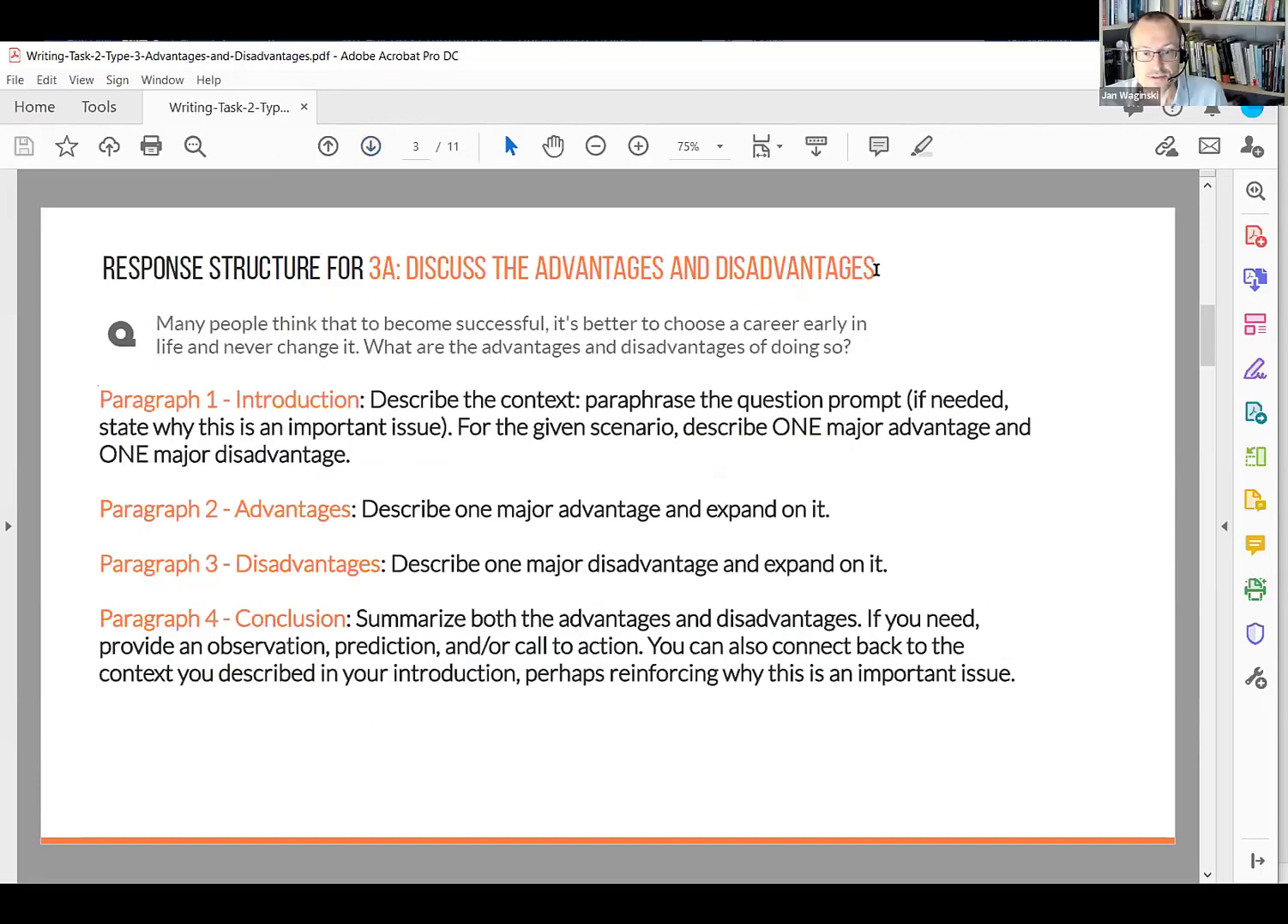So when it comes to discuss the advantages and disadvantages, it's a very straightforward format. So again, the introduction, we describe our context, we just paraphrase the question prompt, and we just describe one major advantage and one major disadvantage. Okay, one body paragraph for each, and then simply summarize both. Do not give your opinion for this one.